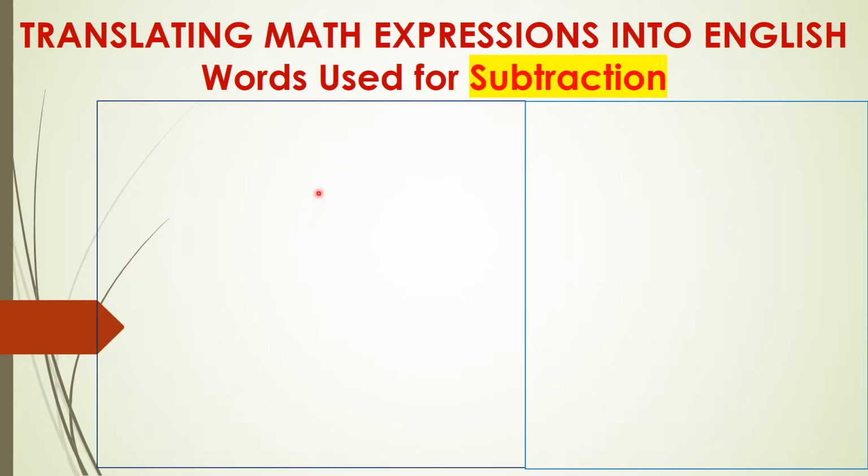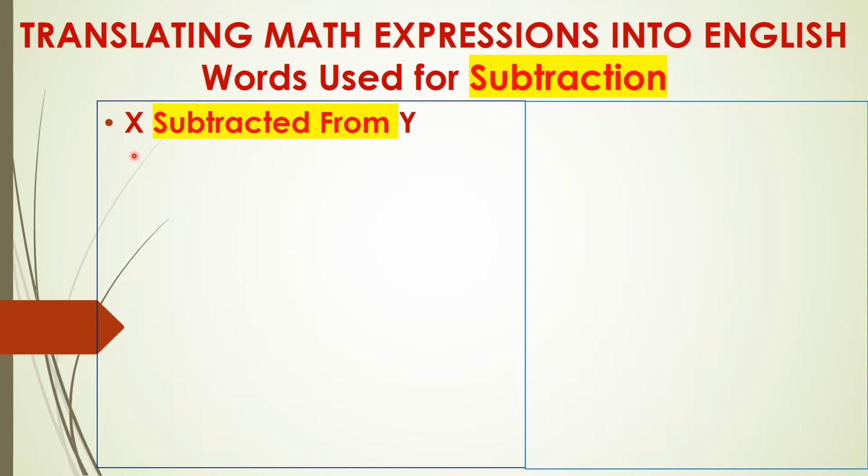Okay, so we've talked about words that tell us that we're going to use a variable. We've looked at words that tell us that we're going to do addition. And so now we're going to look at words that tell us that we're going to use subtraction. So I've got 2 boxes here. On the left, I'm going to put some English expressions. On the right, we'll put the equivalent math expression.